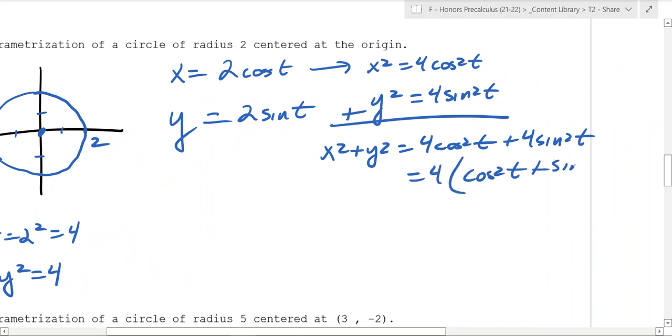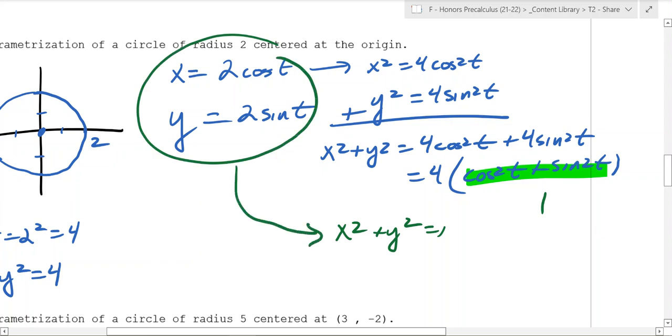And you might remember that sine squared plus cosine squared is just a fancy way of writing the number 1. So this shows that x squared plus y squared is equal to 4. So what that shows is this travels along this path.